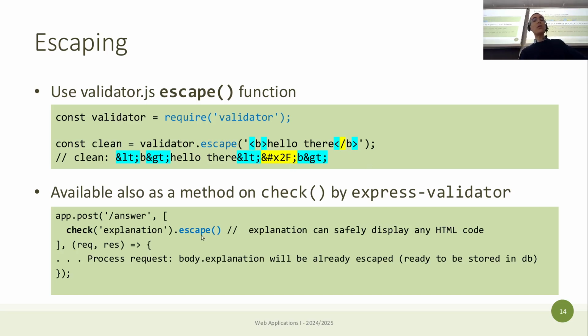By the way, it's also available on Express Validator, on the return value of the check that you already saw in the lab. Okay, so if you need a validator by itself, you need to have a separate package. If you are validating inside Express with the Express Validator, there is also a convenience escape function on the check method.